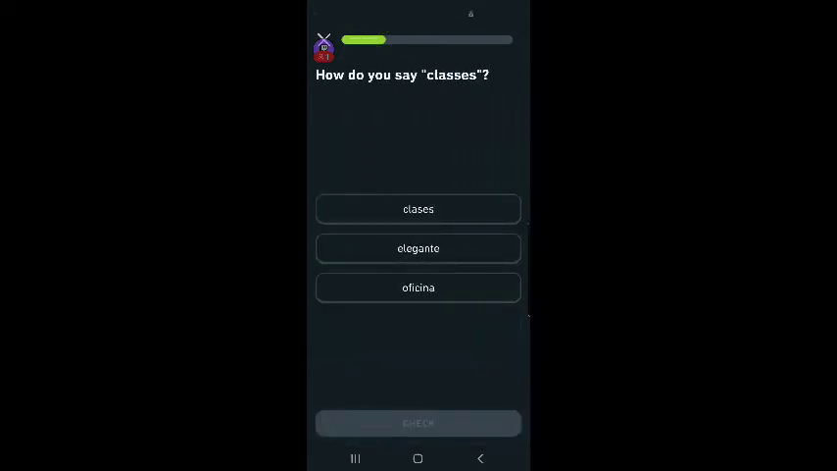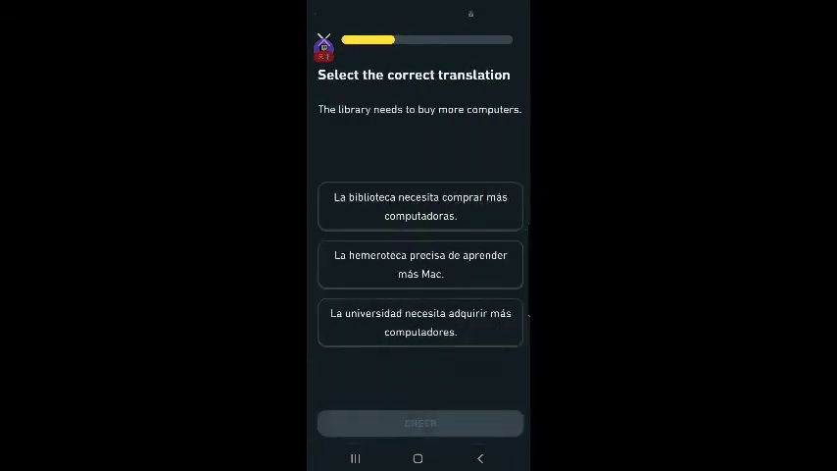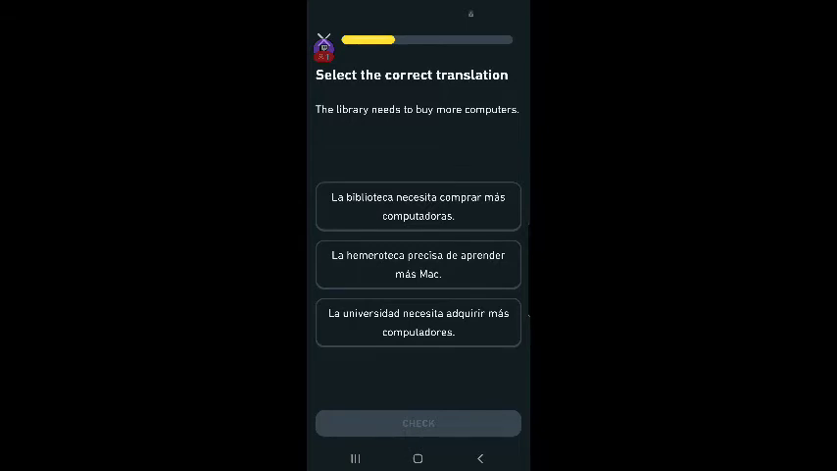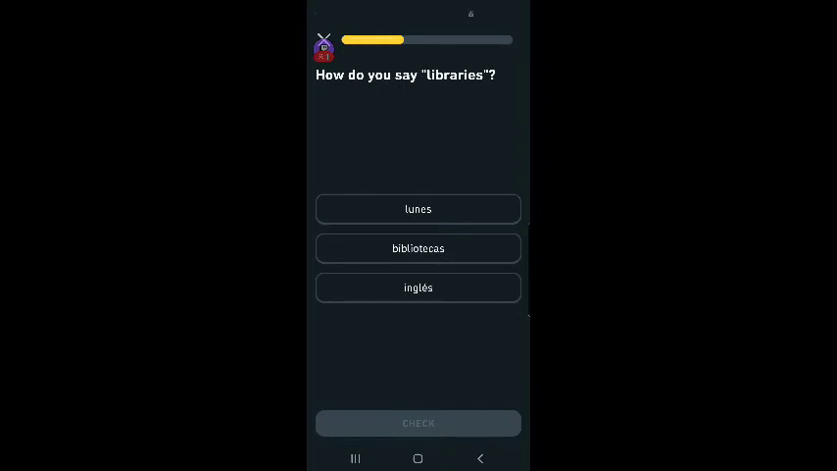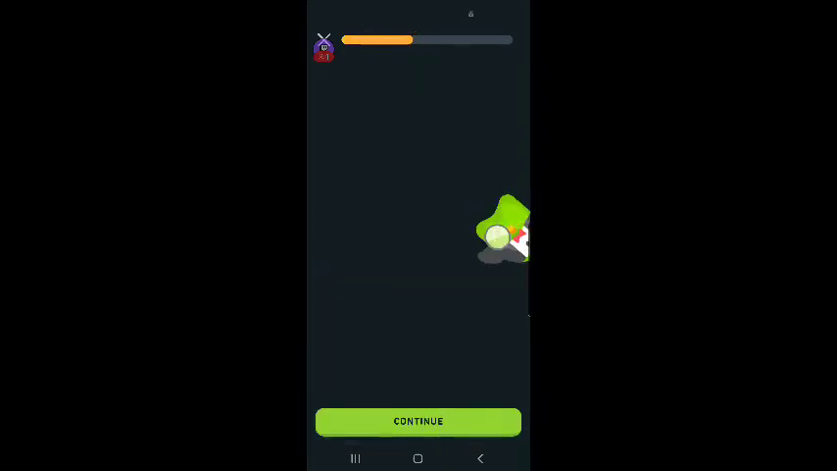Okay, how do you say classes? Clases, elegante, oficina. The first one is classes, the second one is elegant, and the third one is office. Classes. Select the correct translation. The library needs to buy more computers. La biblioteca necesita comprar más computadoras. That's correct. How do you say libraries? Bibliotecas. Your hard work is paying off.